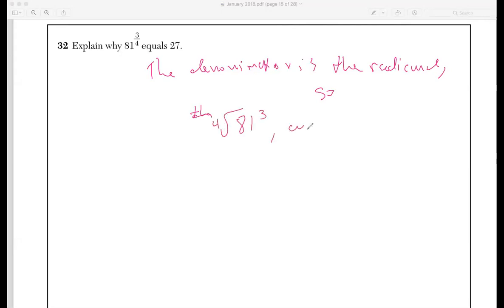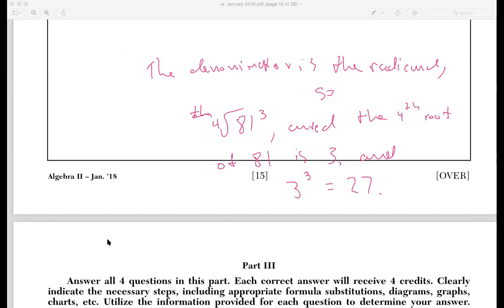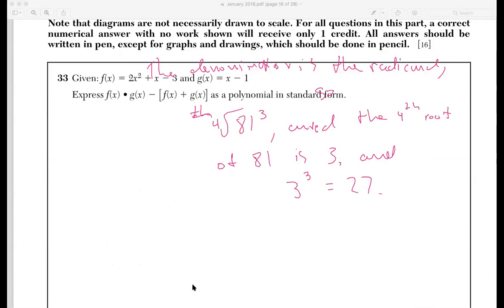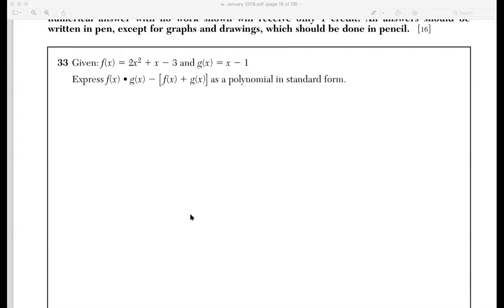Explain, we did this on the IA, but what you want to say is the denominator is the radicand, and the fourth root of 81 is 3, and 3 to the third is 27. This one was on the IA. Not going to do it.